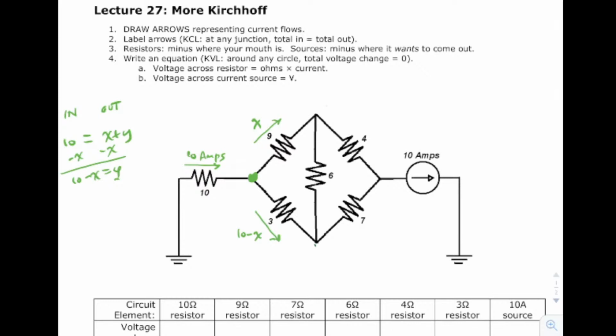Now what I'd like to do next is follow one of my flows, and I'd rather follow the simpler one, the one that just looks like an X. If I follow this one, I'm going to have 10 minus X showing up in my equation, so I'm going to try not to. So I'm going to follow this current here. Now the thing is, that reaches a junction. And then what happens? Well, I don't really know which way the current is going, but I'm just going to say that it's going this way.